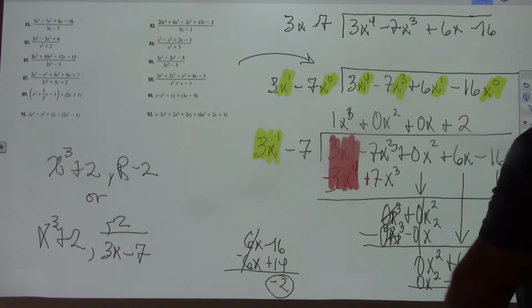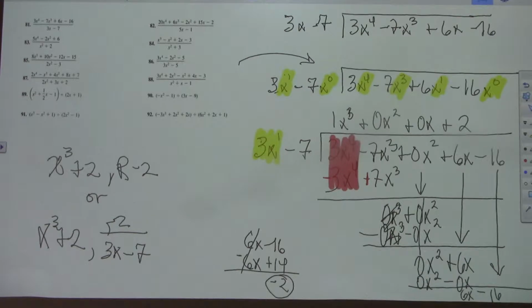What is that, 20x to the 4th? Where? On 82? Number 82. The first. Oh, I'm sorry. 20x to the 4th, yes.